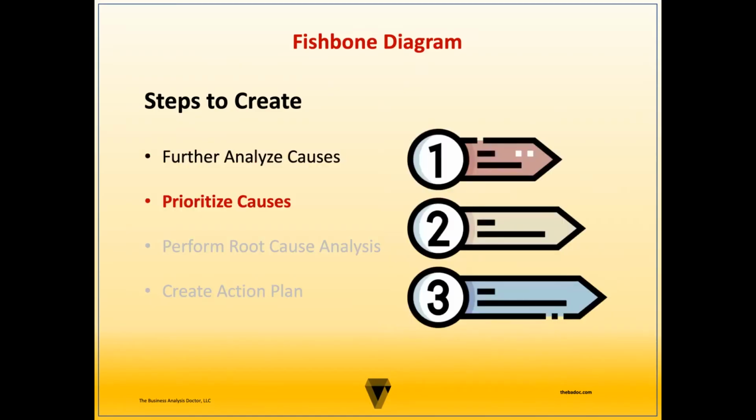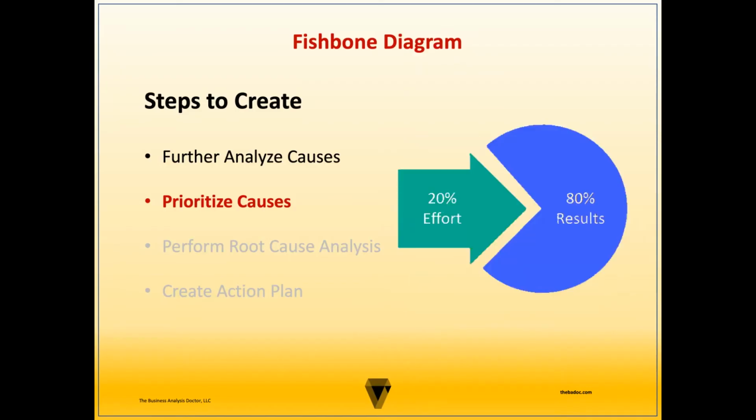If you're using the Fishbone diagram to perform a root cause analysis, the next step is to prioritize the causes. Due to the volume of potential causes identified, it will be necessary to narrow down the causes to a few that will be further analyzed to determine the actual root causes. The business analyst can work with the subject matter expert to identify the causes that are likely to have the highest impact on the problem. This is often done using the Pareto principle. This method uses the 80-20 rule to determine the 20% of causes that are leading to 80% of the effects or results.